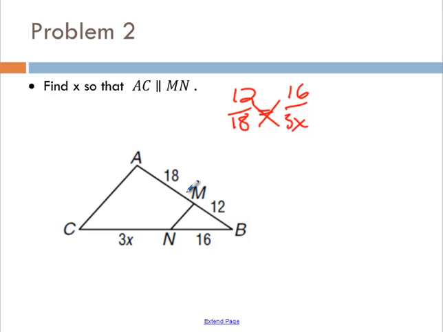When you cross multiply, 18 times 16 gets you 288, and that's equal to 36x. Divide, get x is 8.